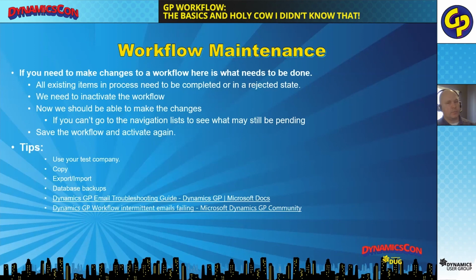I just want to give a couple of quick topics here that you're going to want to make sure you utilize when you're going through. If you need to make changes to a workflow, here's what needs to be done to be able to go in and make changes. And then tips: use your test company, copy, export and import the things from test. Don't go directly into production. Do database backups. And then here's what I talked about earlier with the email things, where basic authentication is starting to throttle things back without not working.